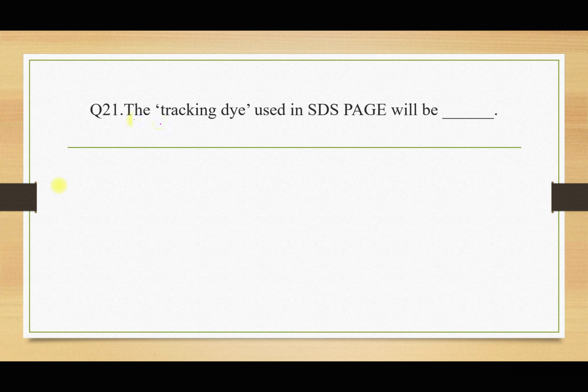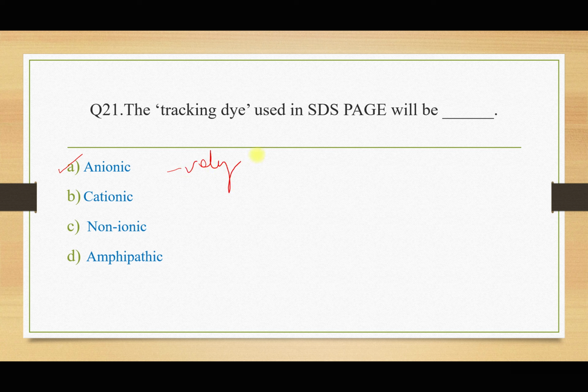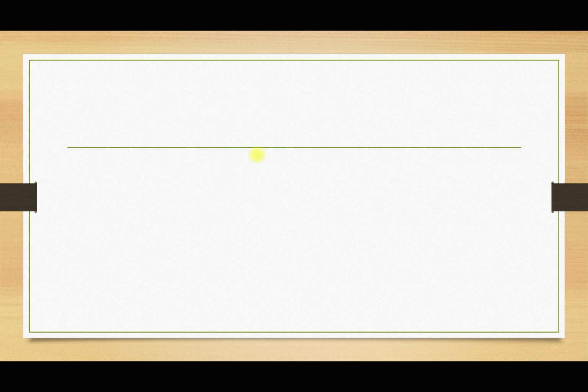Question number 21. The tracking dye used in SDS-PAGE will be, option A, anionic, option B, cationic, option C, non-anionic, option D, amphipathic. The correct one is option A. It is anionic, hence it will migrate with the leading edge of the proteins being separated on the gel, and being a negatively charged molecule, it moves towards the positive electrode.